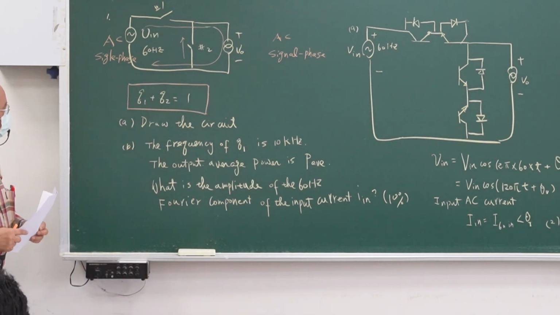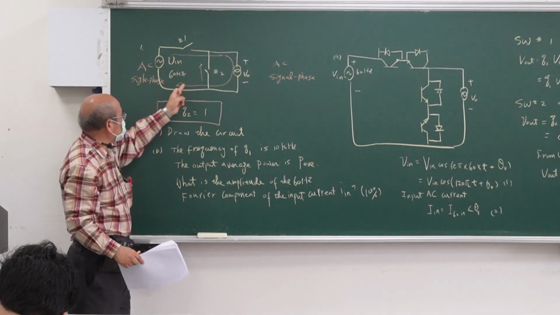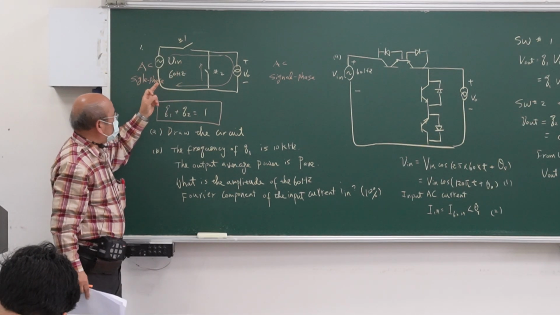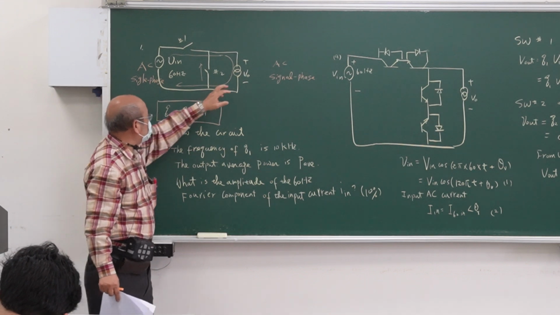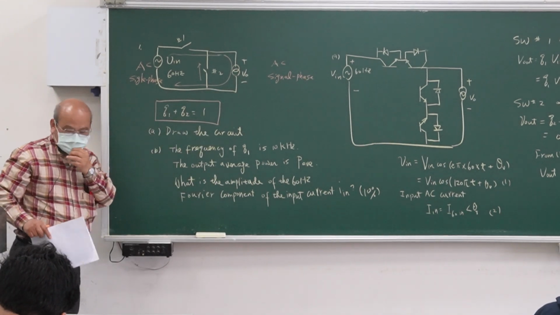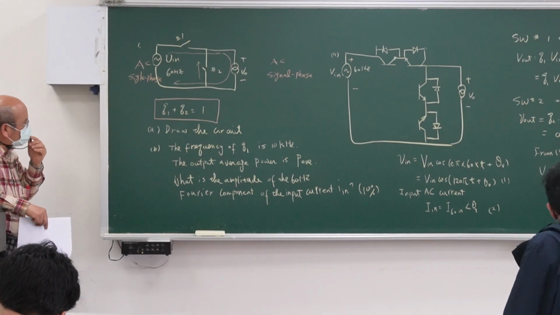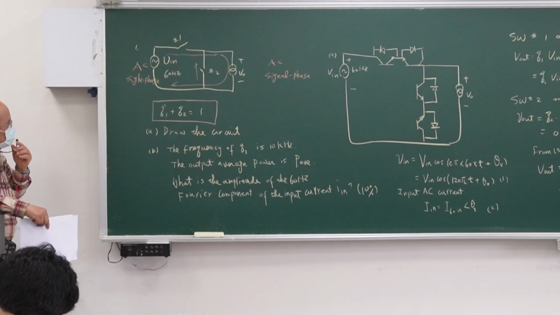If Q1 plus Q2 is more than 1, then there is a short circuit. If Q1 plus Q2 becomes 0, then the output current sees an open circuit. So the rule is Q1 plus Q2 must be equal to 1.